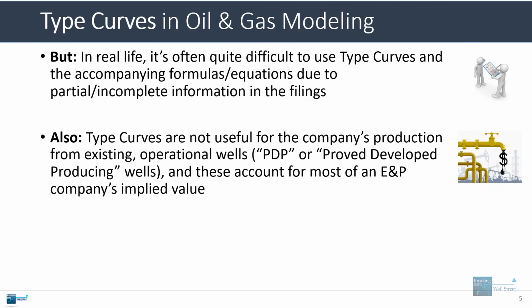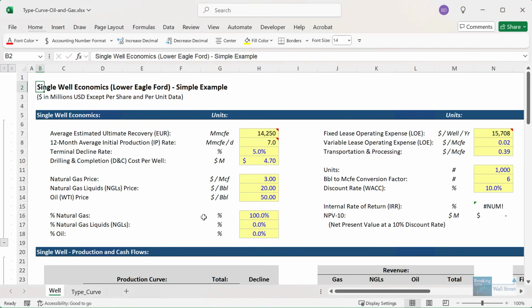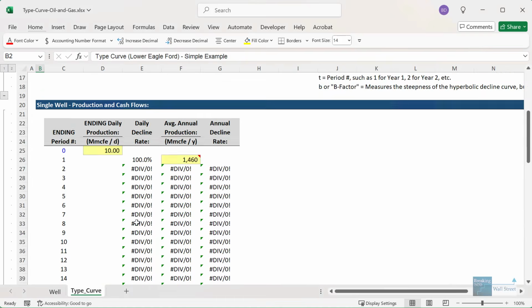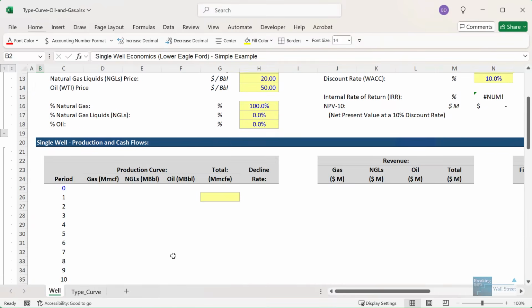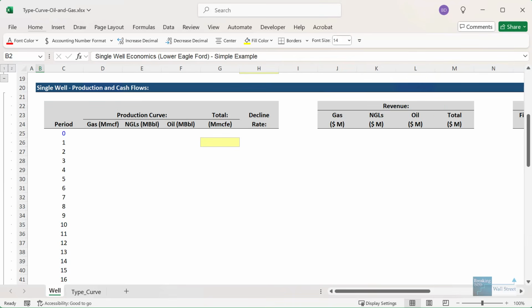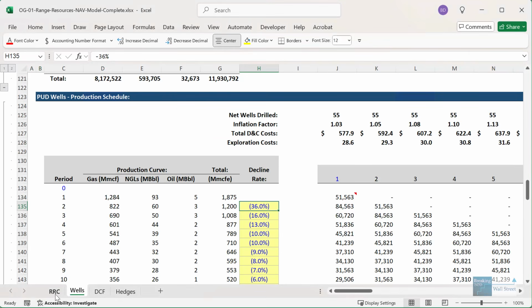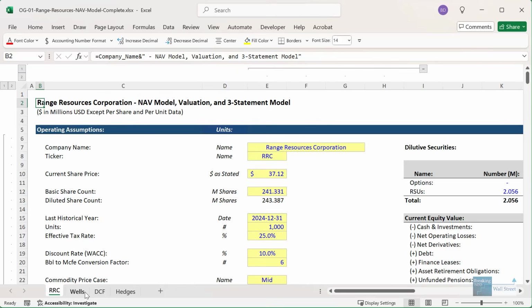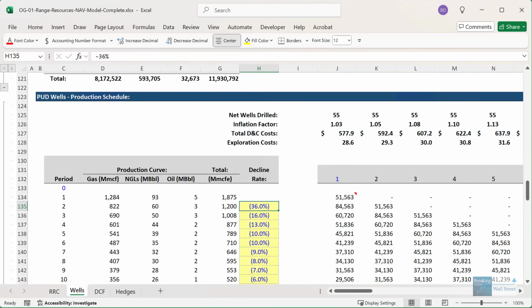I do have a very simple Excel model here for a type curve that shows some of the formulas and equations and then also goes into the revenue, expenses, and cash flow. And then I'll be showing you some excerpts and examples from our full net asset value model for this company Range Resources in the full oil and gas modeling course.